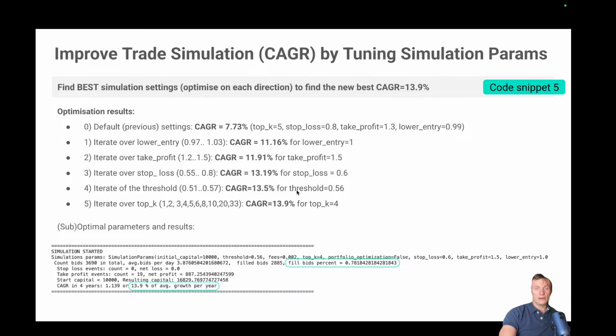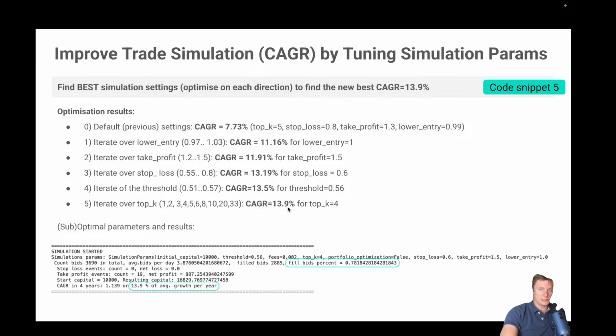And then I also iterated over a threshold. We defined the best threshold 0.55, but here I found that you could slightly increase your average growth if you select threshold 0.56. And finally, I iterated over values for K, and when K was equal to 4, the optimal growth was 13.9%.